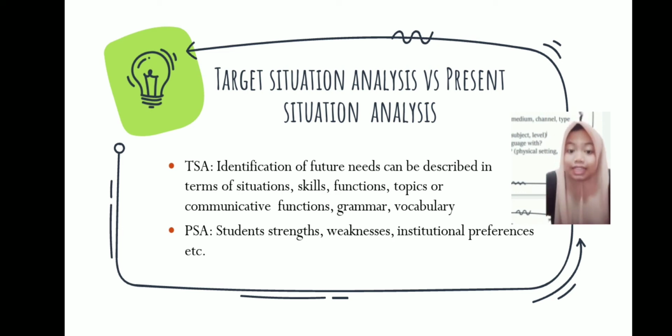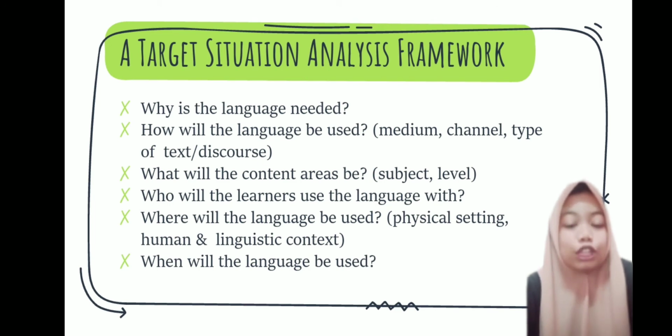For the first, TSA or target situation analysis is identification of future needs, which can be described in terms of situation, skills, functions, topics or communicative functions, grammar and vocabulary. And the next, PSA or present situation analysis is students' strengths, weaknesses, individualities, preferences, and etc. TSA or target situation analysis framework.